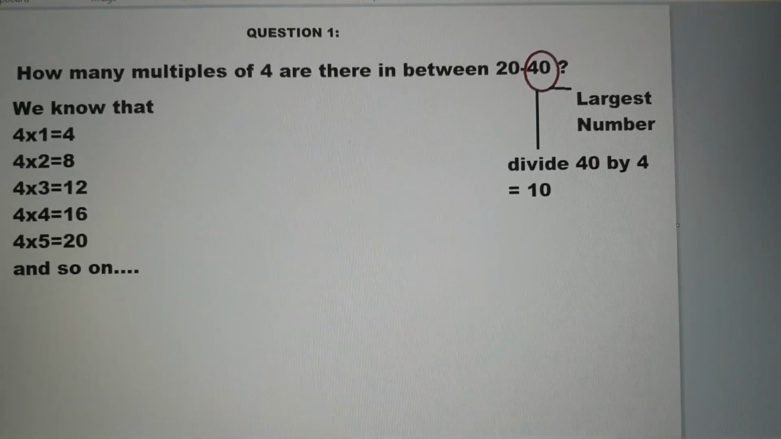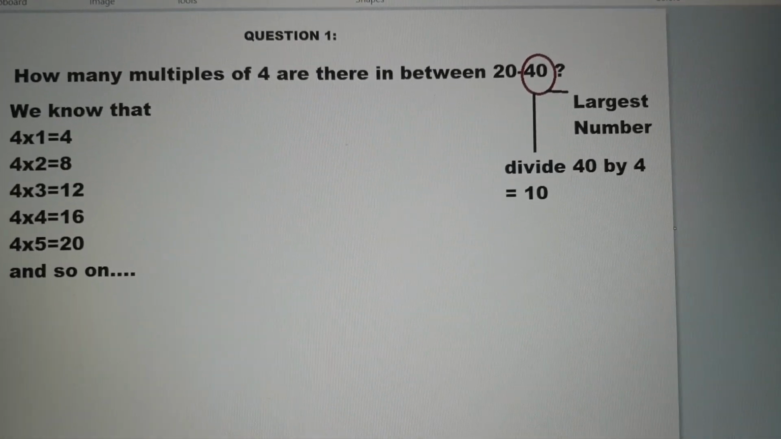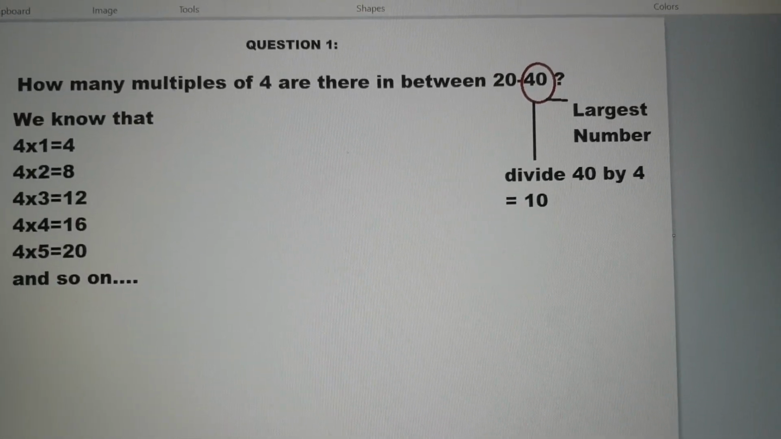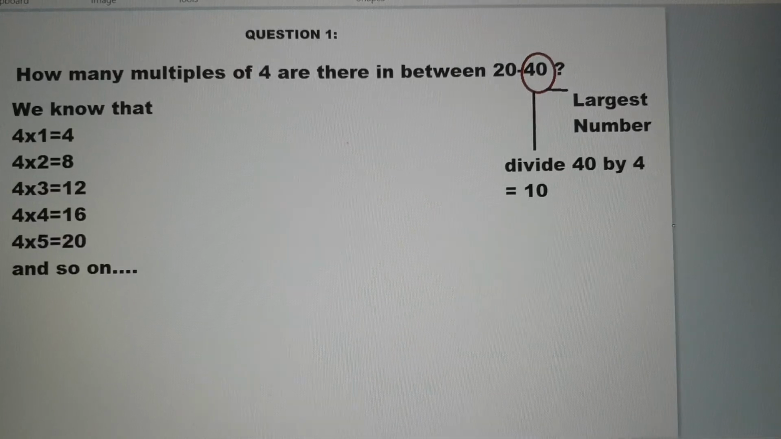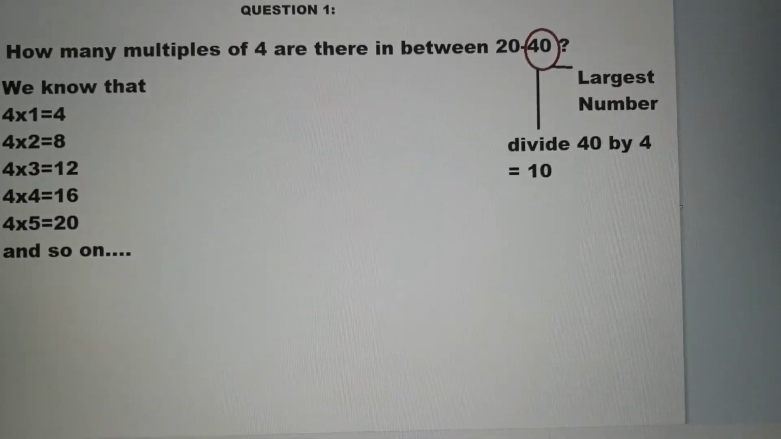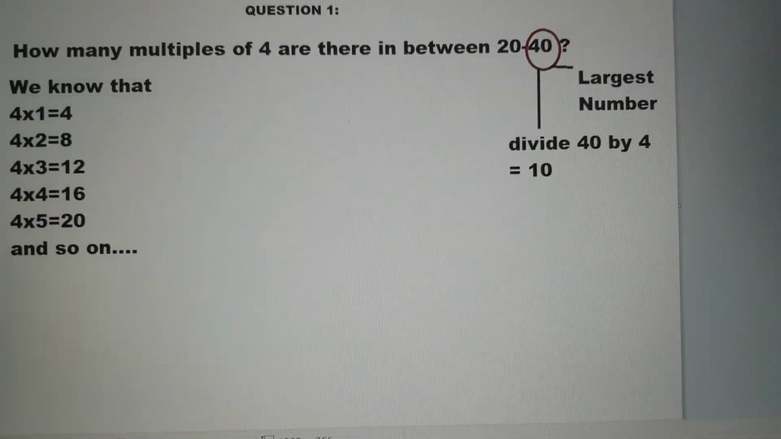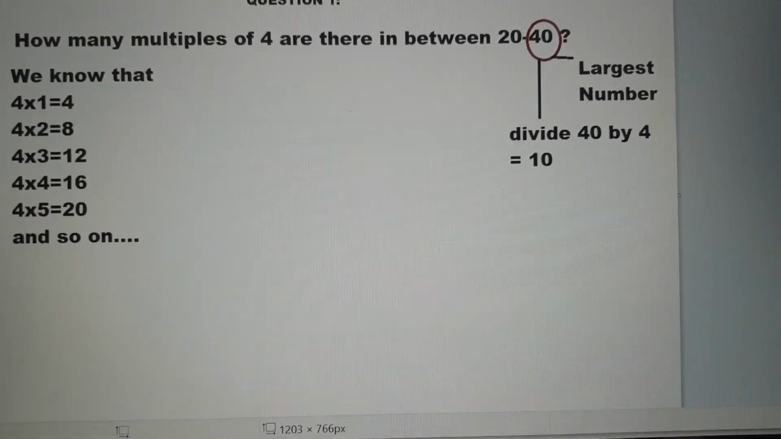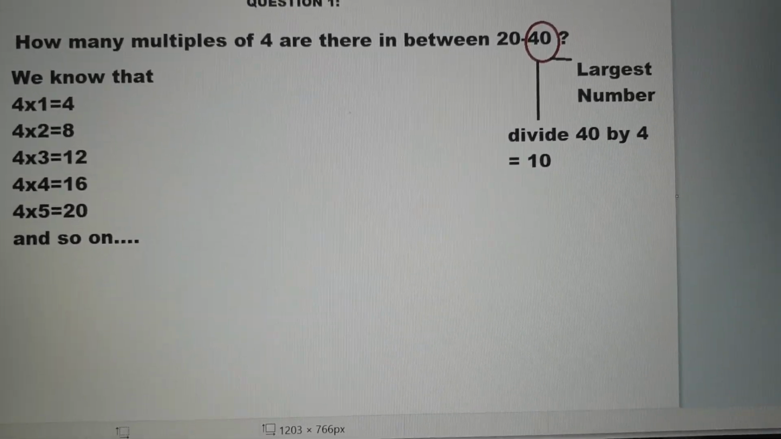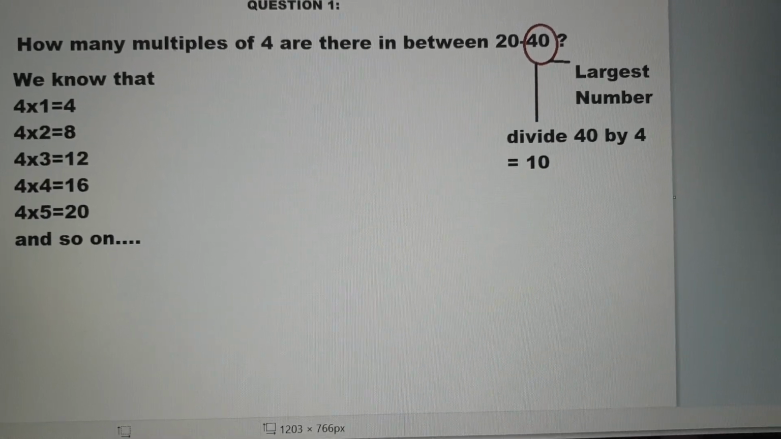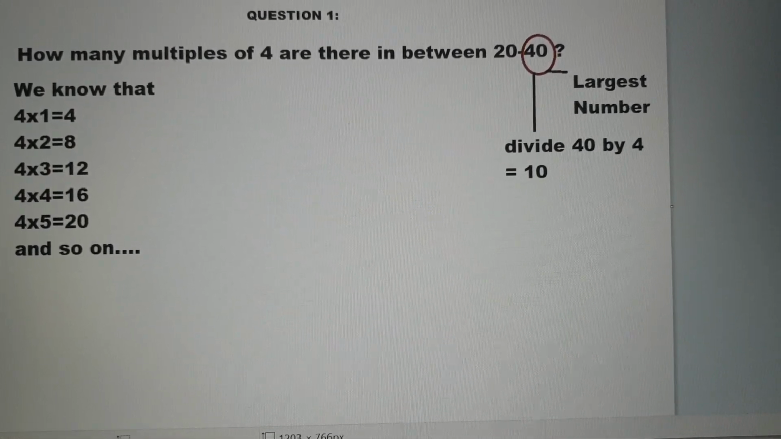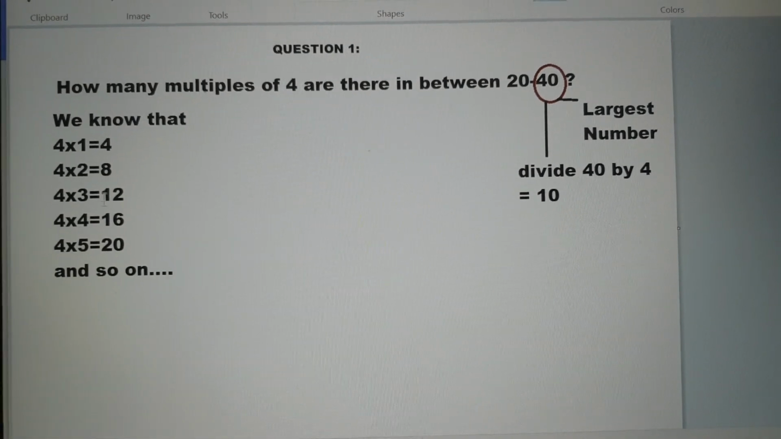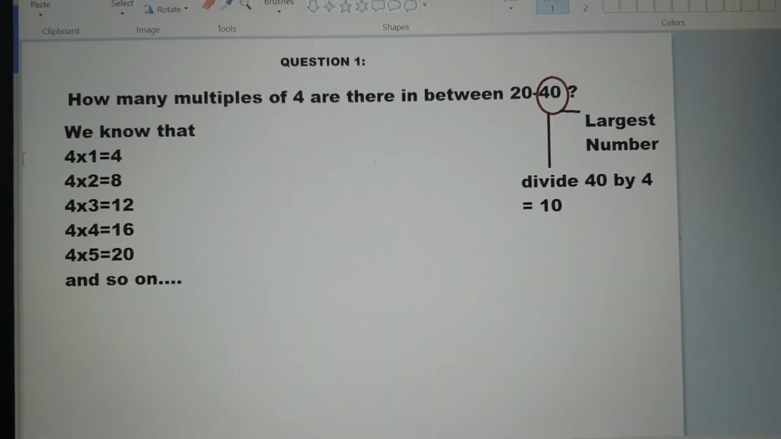You get my point? There are 5 numbers up to 20, but the problem is that 20 is inclusive. We cannot say that there are 5 numbers before 20. You can say that up to 20 we have 5 numbers. To make it before 20, so it will be what? It will be 4 times 4 is 16, up to this much. So there are 4 numbers that we have to remove from the list.